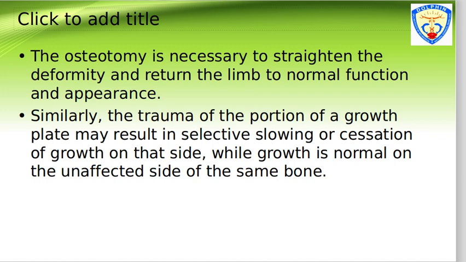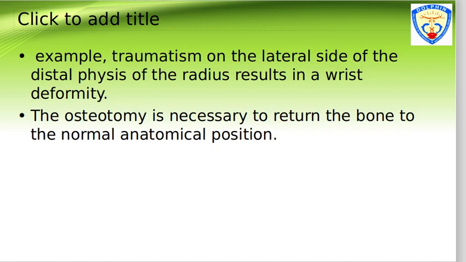Similarly, trauma to a portion of a growth plate may result in selective slowing or cessation of growth on that side, while growth is normal on the unaffected side of the same bone. Example: traumatism on the lateral side of the distal physis of the radius results in wrist deformity. Means on the affected or traumatized side, the growth will not be normal, while on the unaffected side growth will be normal. So this abnormality in growth pattern may result in a deformity, and osteotomy is necessary to return the bone to the normal anatomical position.